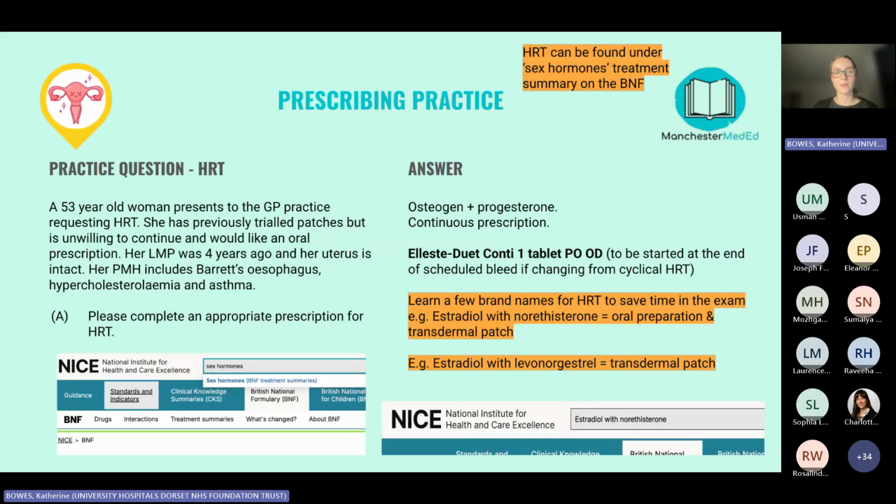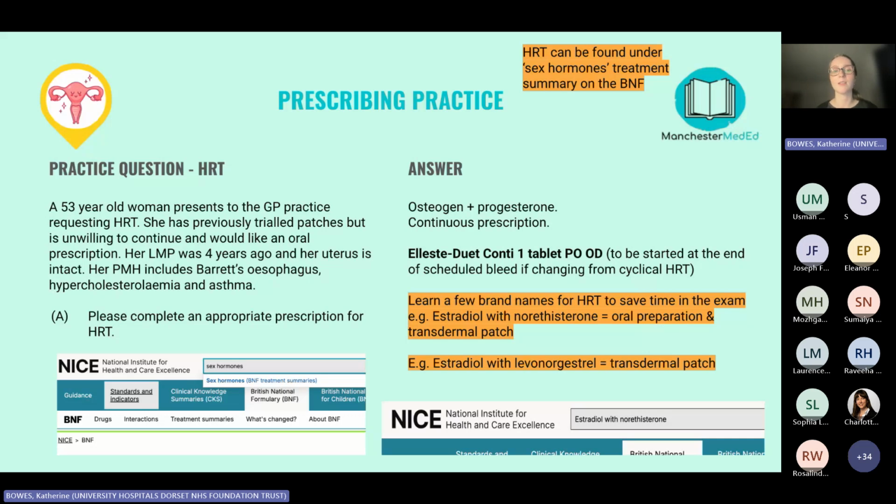Going through the question, we've got a 53-year-old woman. She's previously trialed patches, but she would really like an oral prescription of HRT. Her last menstrual period was 4 years ago, and her uterus is intact. In terms of her past medical history, she's got some Barrett's esophagus, high cholesterol, and some asthma.